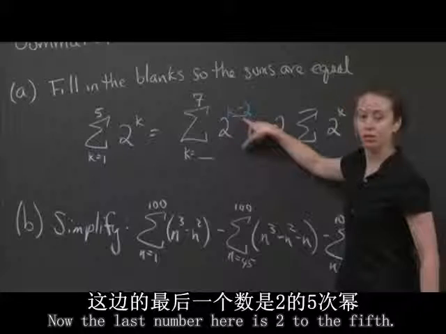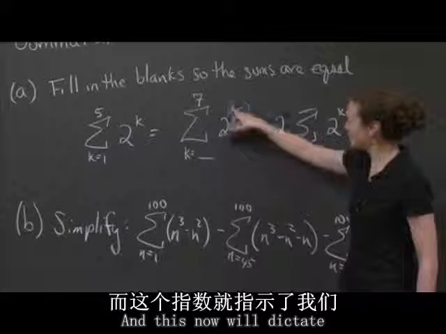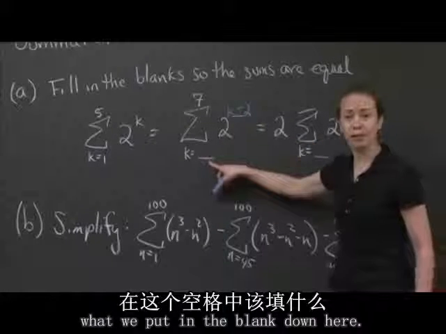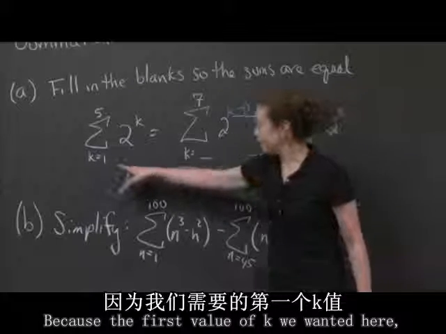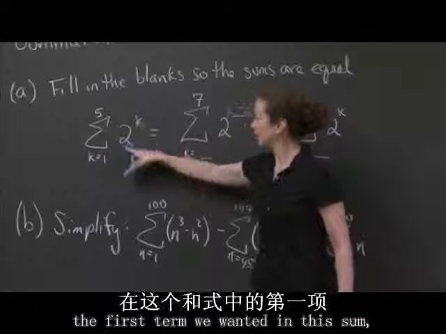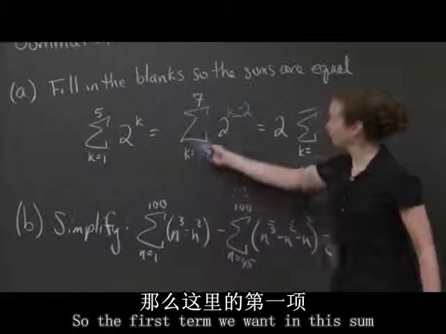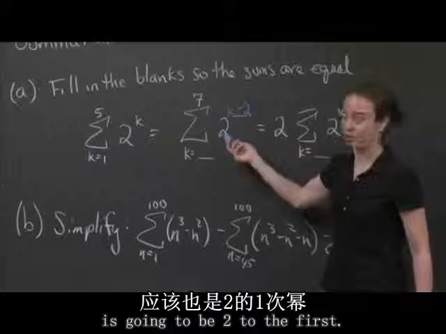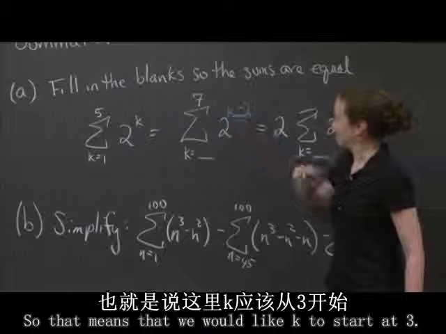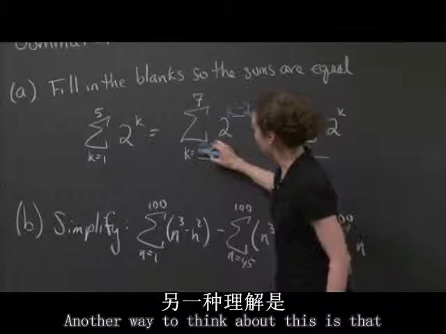Now the last number here is a 2 to the fifth. And this now will dictate what we put in the blank down here. Because the first term we wanted in this sum was 2 to the first. So that means that we would like k to start at 3.